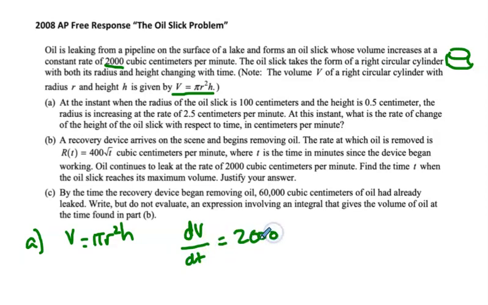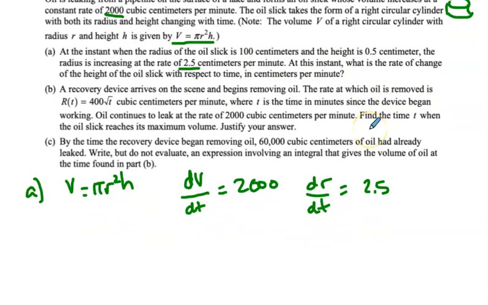So there's your dV/dt. And you're being told that the radius is increasing at 2.5 centimeters per minute. So dr/dt equals 2.5. And in a moment, we're going to need the fact that radius is 100 and height is 0.5. But first, we need to go ahead and differentiate implicitly here with respect to time.